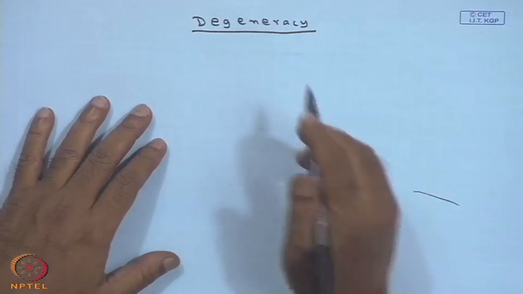How will degeneracy affect us? If degeneracy exists, it does not ensure that there will be an improvement in the value of the objective function in the subsequent iterations of the simplex algorithm. Whenever degeneracy exists, there is no guarantee, no assurance, that the objective function will improve over the iterations. Somehow we can show it this way.